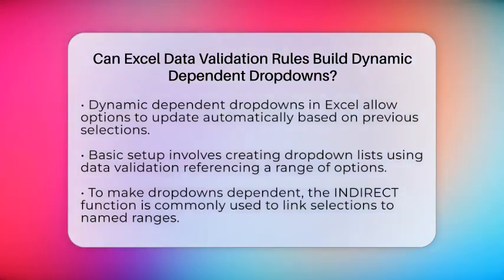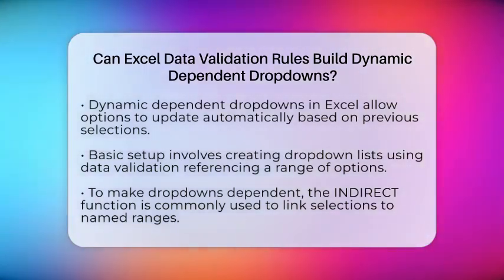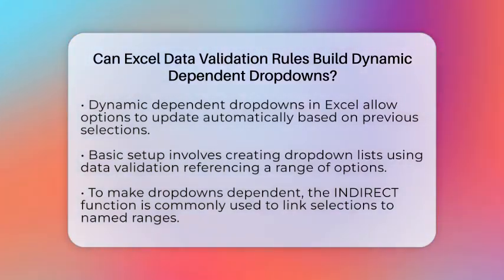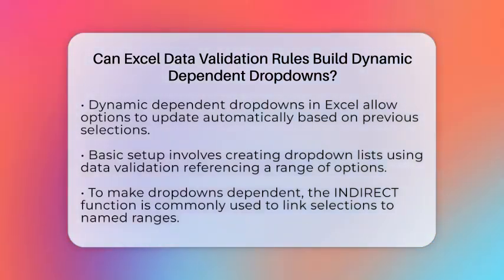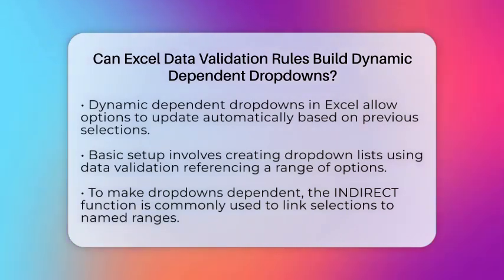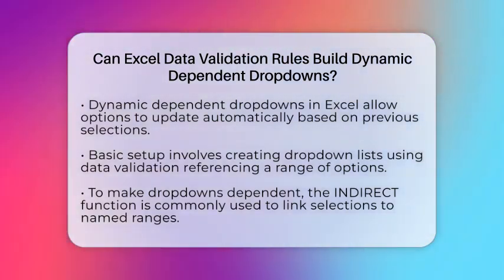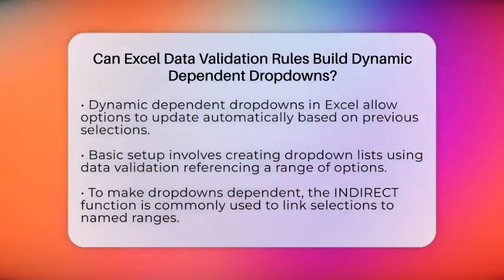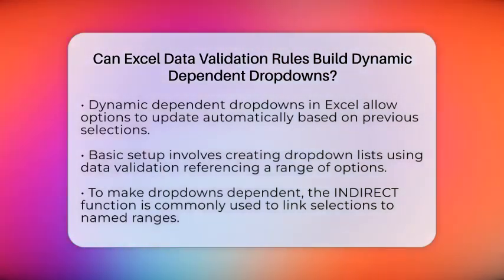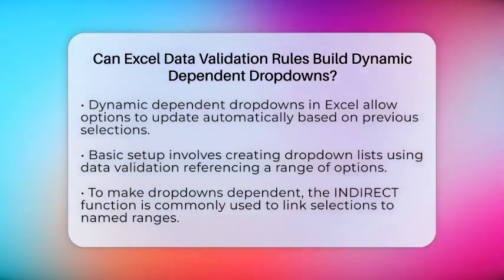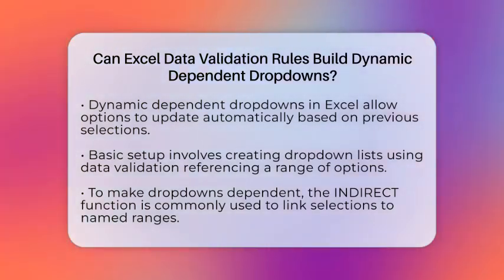Now, let's explore how you can set this up using data validation rules along with some advanced techniques. Starting with basic data validation, you create a drop-down list by selecting a range of cells with your options. To make this list dependent on another cell, you need to connect the two. One common method is to use the INDIRECT function. This function turns a text string into a cell reference.